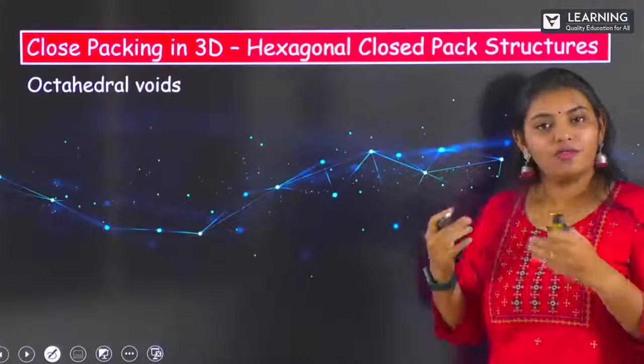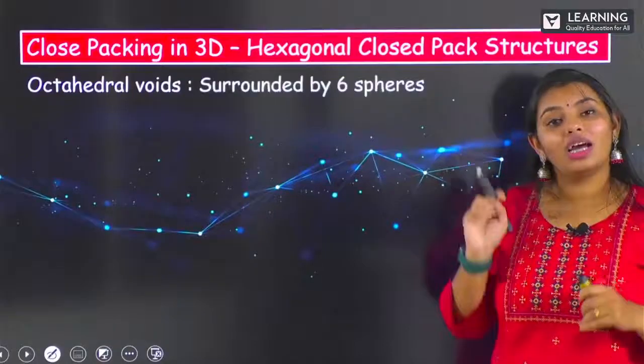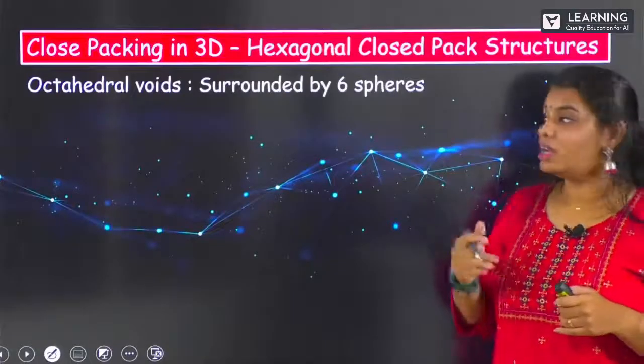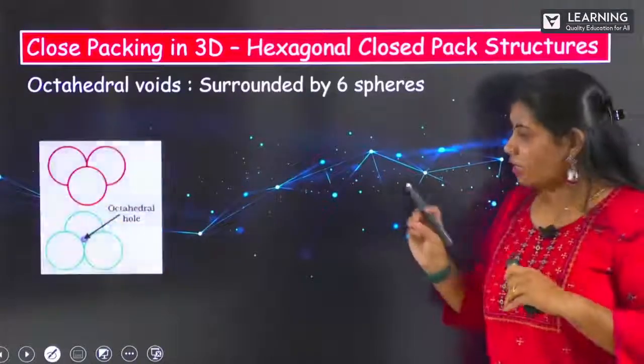The same way. First, in tetrahedral voids, they were surrounded by 4 spheres. In octahedral void, how many spheres are being surrounded? It is 6 spheres which are surrounding the void. Let me explain you through this picture.